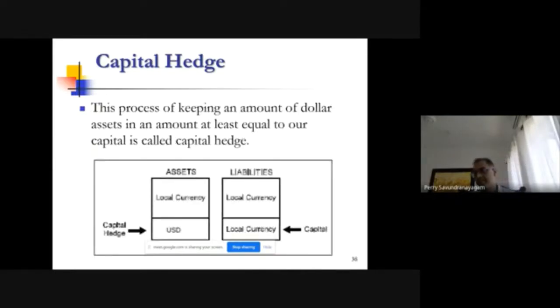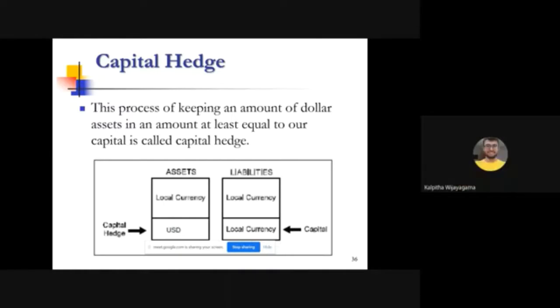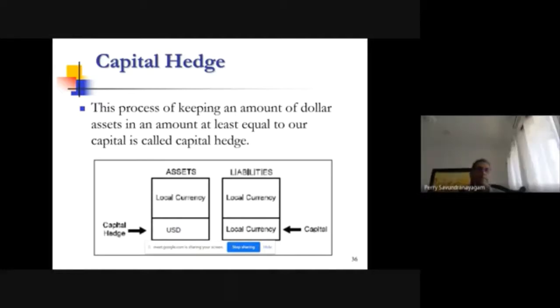Does that make sense? I'll explain some other ways you can do this, but does that make sense? So in order to hedge the risk, they are keeping that same amount of dollars as a deposit. As an asset, yeah, correct. On their books, correct. Mainly for the exchange risk.